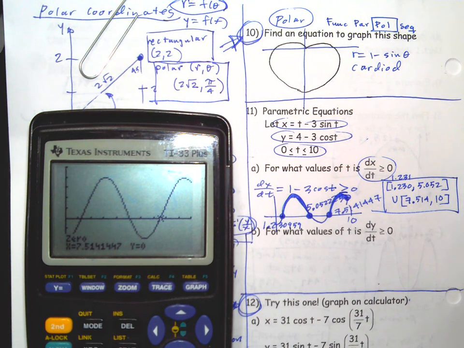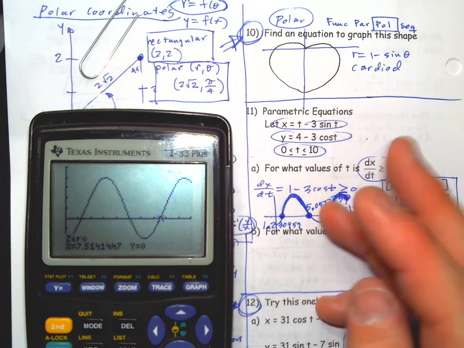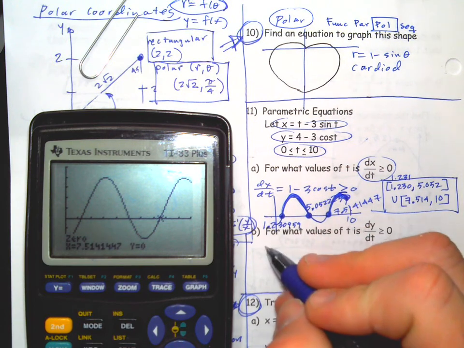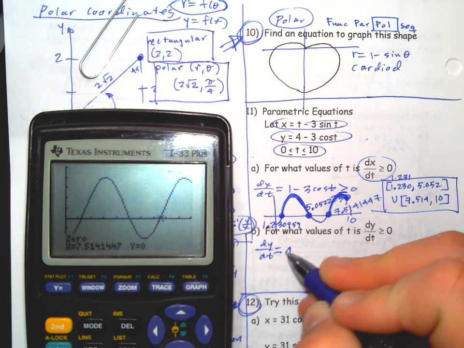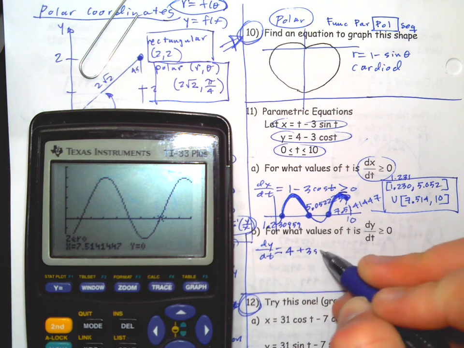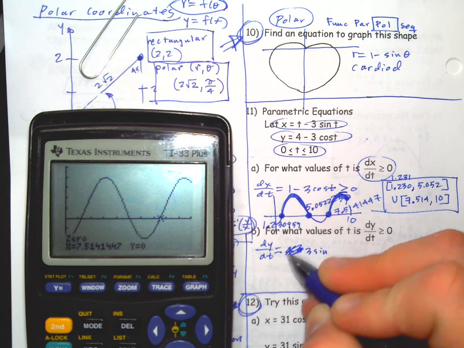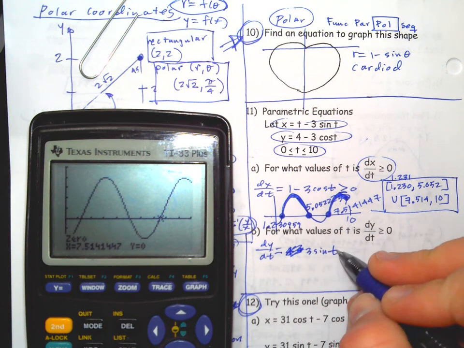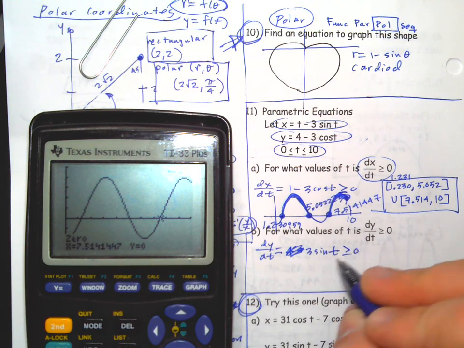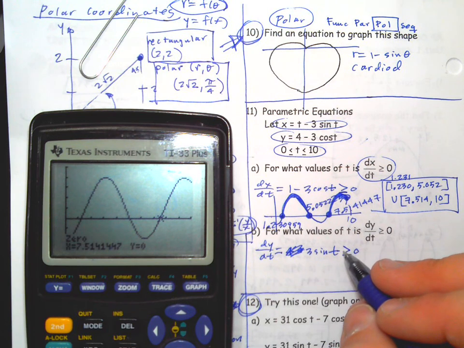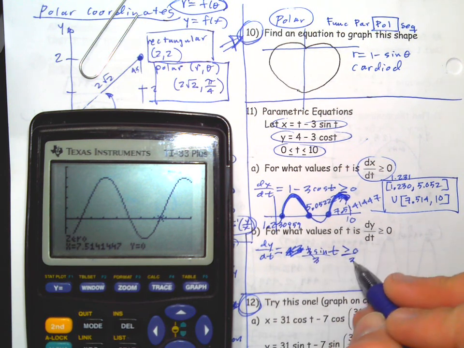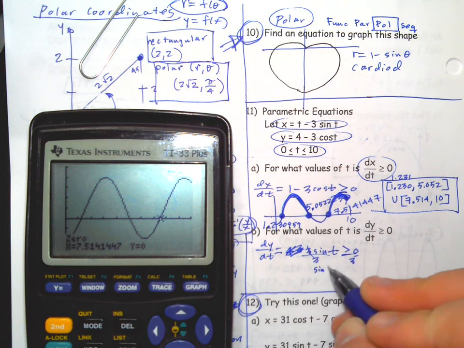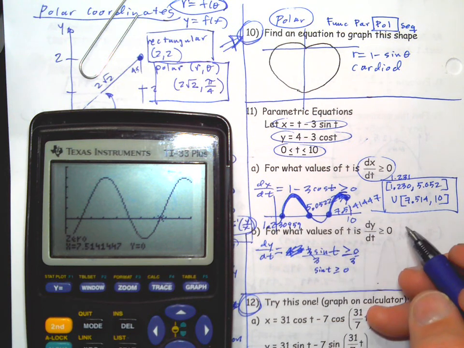Right? So that's one way to do it. And this one, I'm not even using parametric mode. I'm not even really thinking about necessarily dy dt. Let's find dy dt by hand. 4 plus 3 sine t. Sorry, the 4 goes away. 3 sine t is greater than or equal to 0. Now this is one we could totally do by hand if you wanted, because divide by 3, when is sine t greater than or equal to 0?